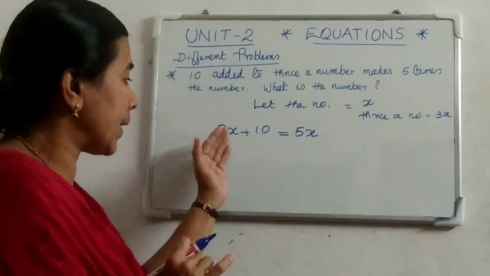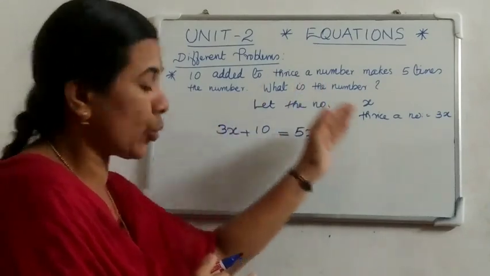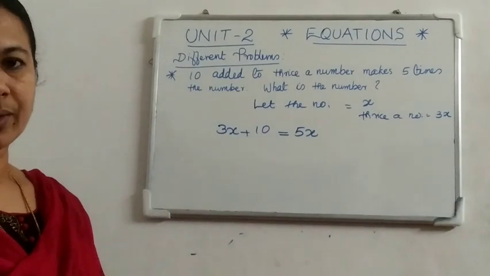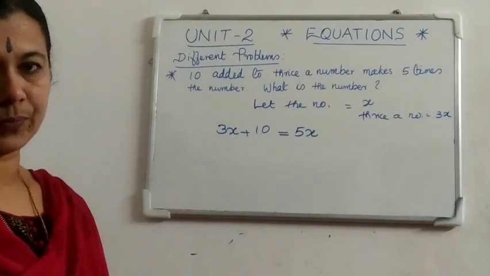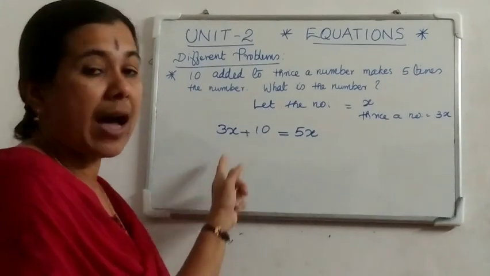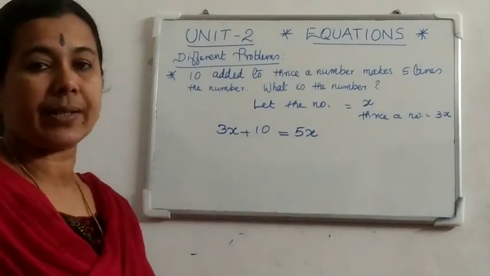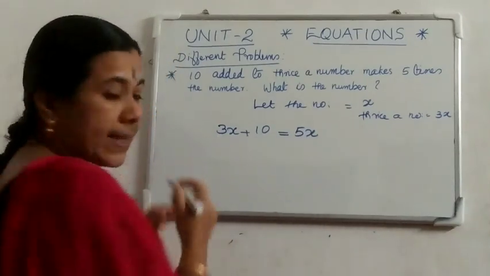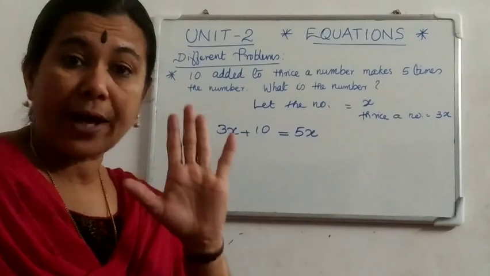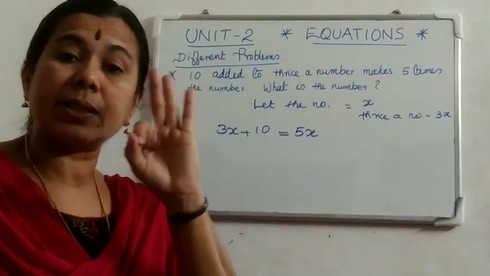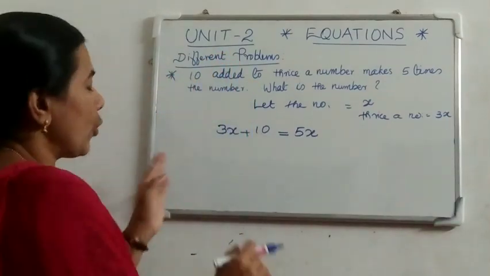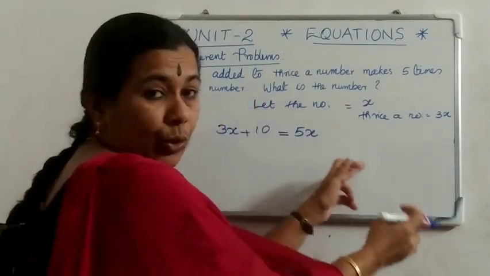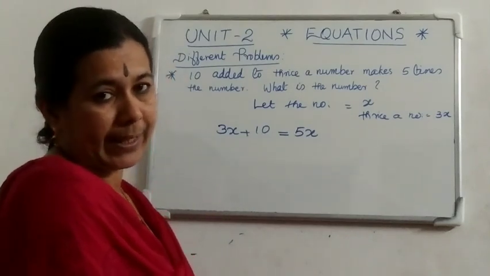Either we want to convert the left side x to the right side or the right side x to the left side. Then both x are combined together, right? Then which one is the larger? Which x is larger here? Right side x or left side x? Right side x is 5x, left side x is 3x. Which one is larger? 5x. 5x is larger than 3x. We know that. Therefore, we want to convert or transform this 3x to the right side.